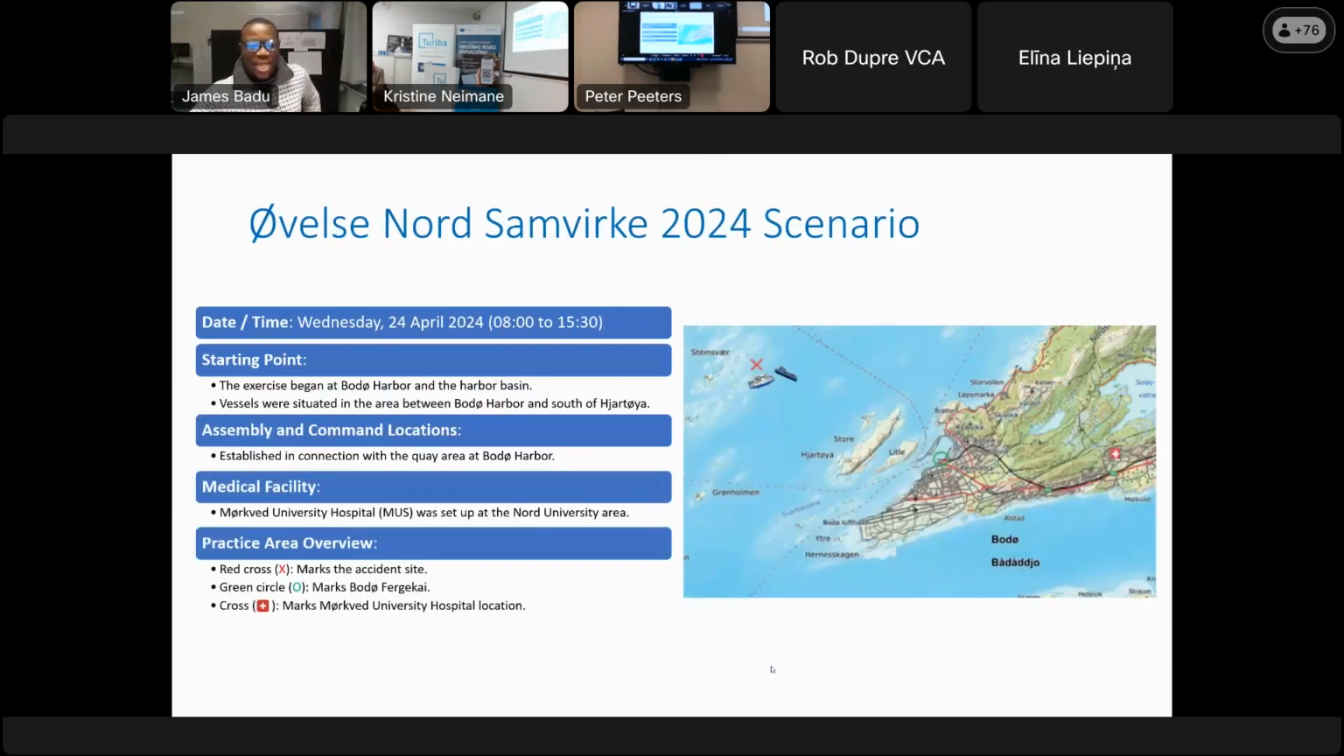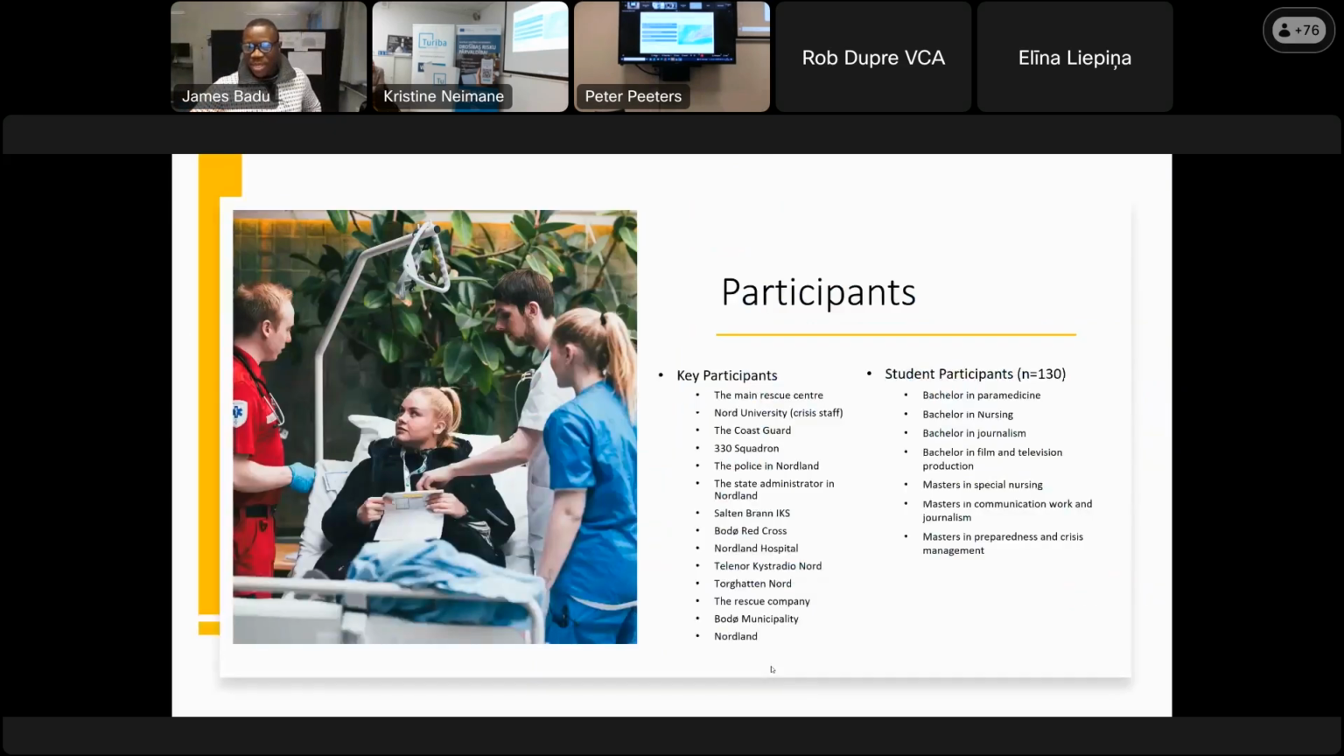So the exercise started with a vessel that had an accident here in Badu. If you can see, that is where I've marked an X in red. Then they have to bring the vessel and the people who were in it to the incident command, which is circled in green. And we created a hospital at the university here in Badu, which is marked with the white cross over there. So we have to send them over there where we have different actors playing.